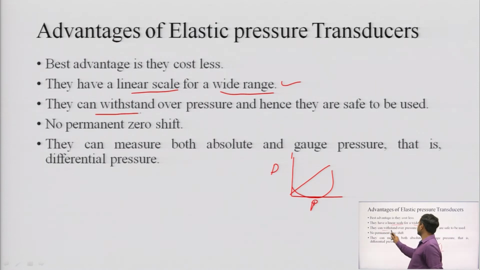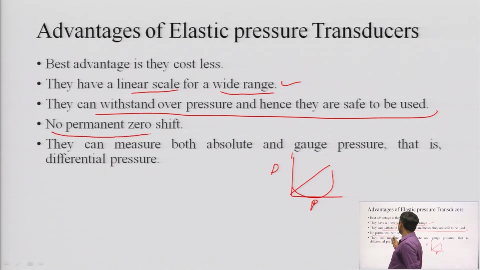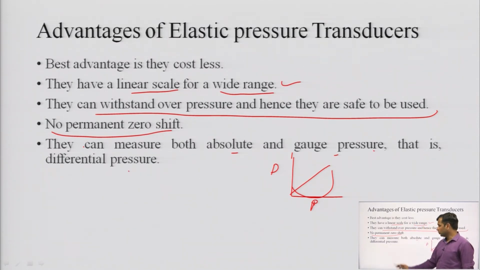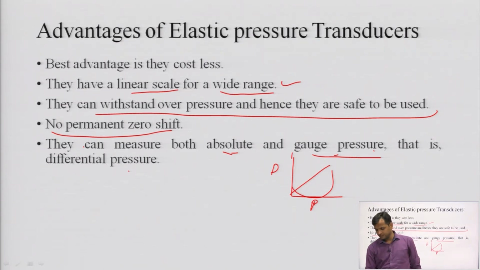Also, they can withstand over pressure and hence they are safe to be used. No permanent zero shift is there. So, that is one of the advantages of elastic pressure transducer. Also, they can measure both absolute and gauge pressure, that is differential pressure. So, they can be used to measure absolute and gauge pressure both. So, these are the advantages of elastic pressure transducer.